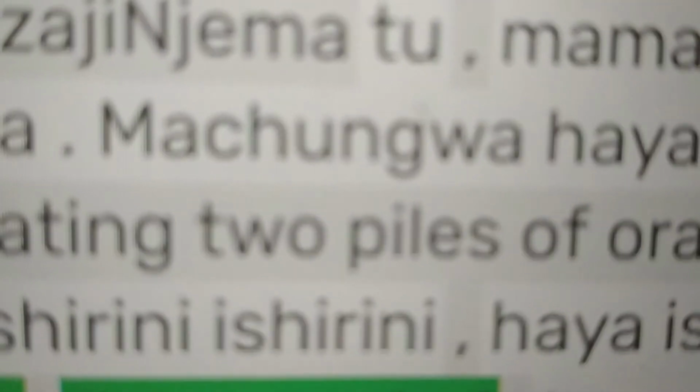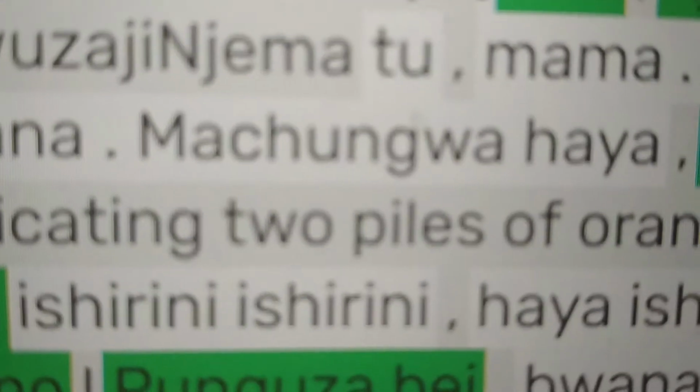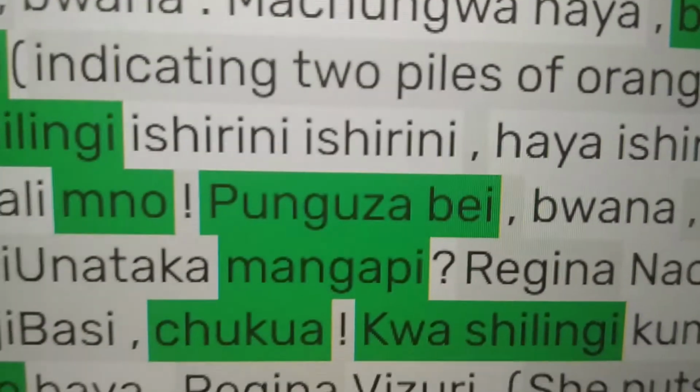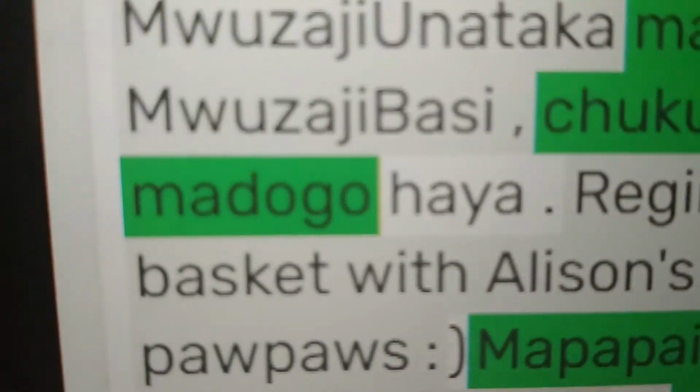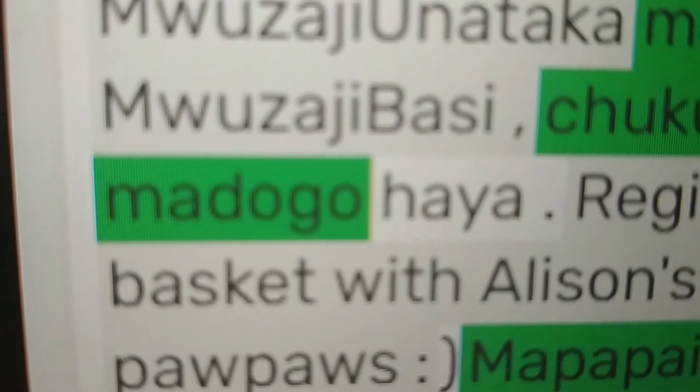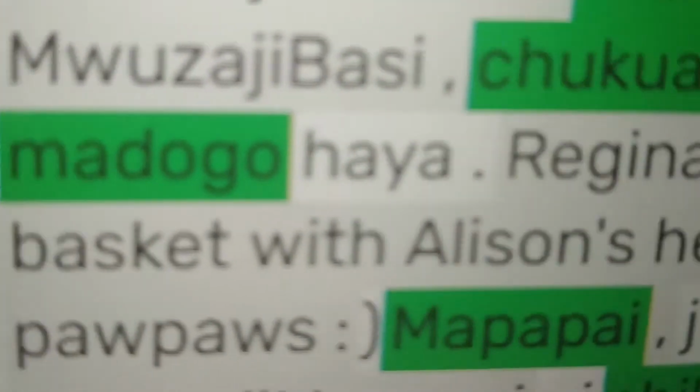Because we're working with machungwa, which is the plural for oranges, and the ma shows that it's from the ma-ji group. You can see that when we describe it as madogo. Dogo means small, and then madogo.